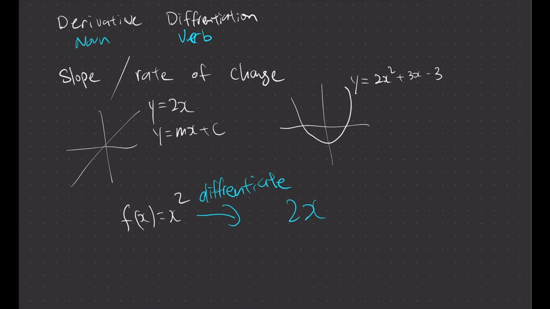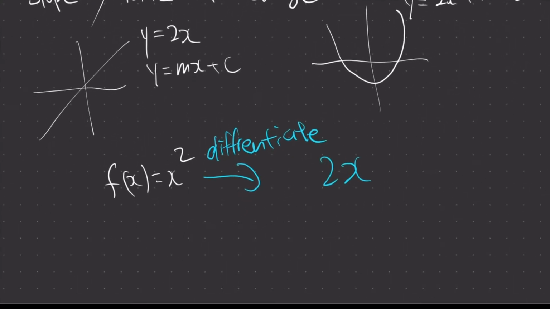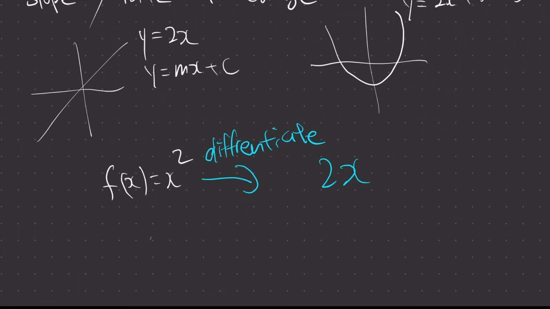How do you d stuff? Well, that's for our next video. But to give you guys an idea, to differentiate something, the IB has two methods, okay? Method number 1 is by first principles.